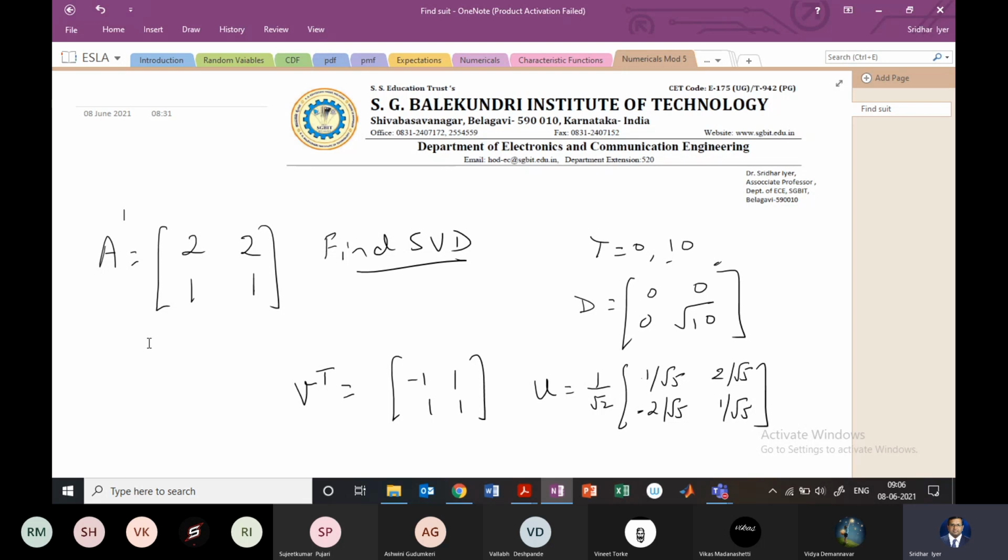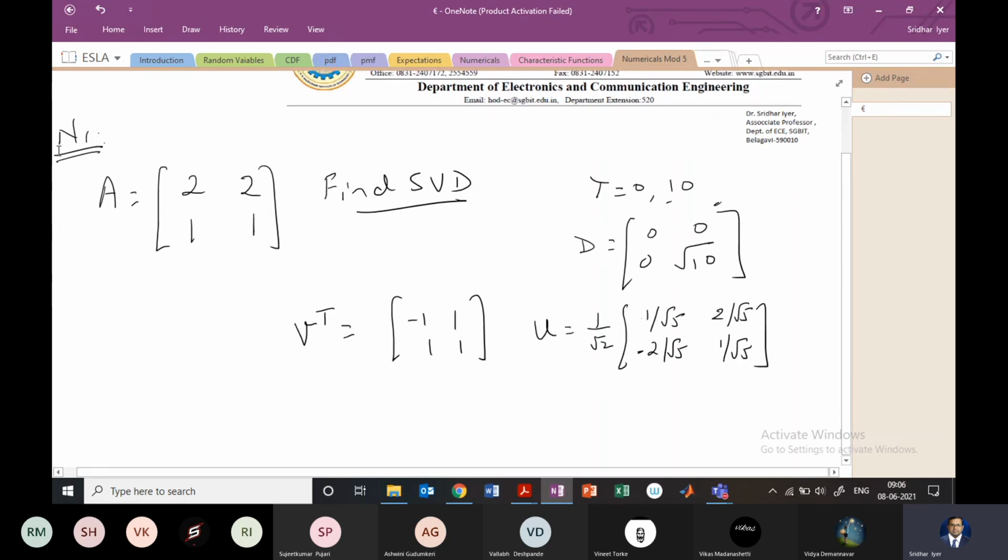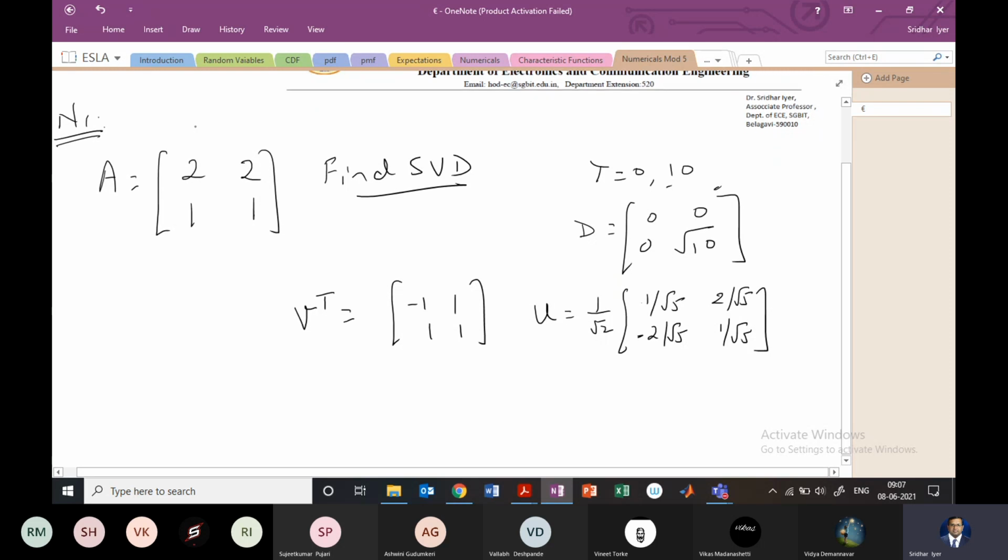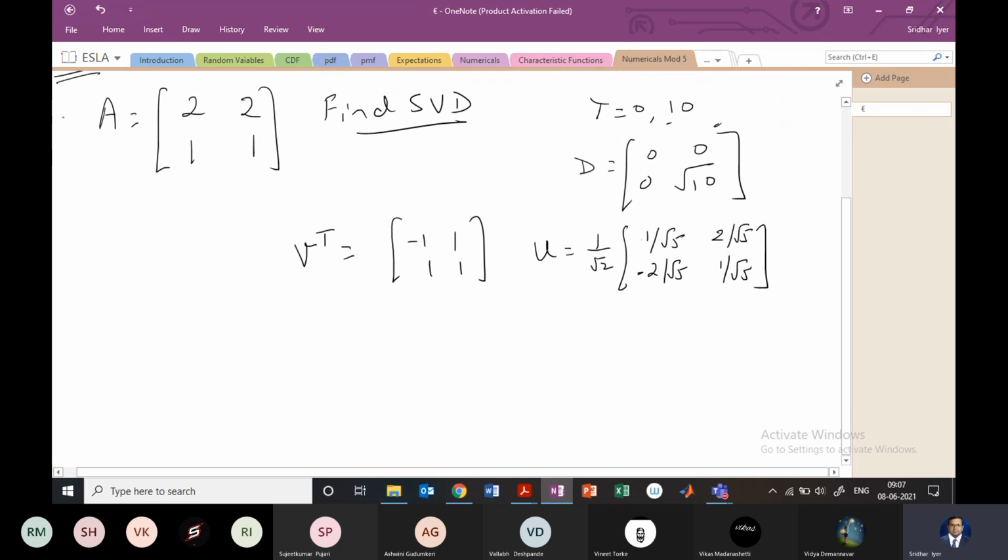So this was one of the numericals which I had given in the last class, and with the answers. I'm hoping that you've solved it and you have the answers with you. I had given the answers also. You can see V transpose and U and D and the lambda. Those are the answers which you must get. Now I'll solve this and you can match the answer with you. That is the process to get those answers.